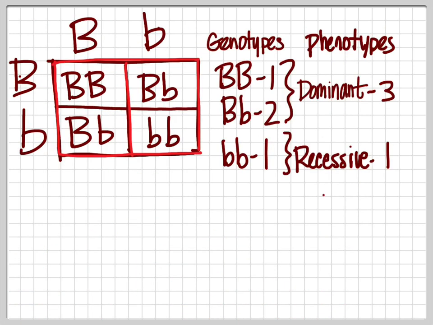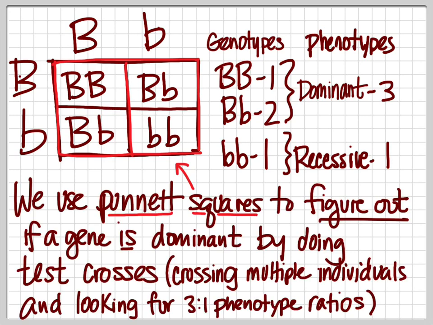Punnett squares. So for autosomal genes, we can put down the mom's genotype, the dad's genotype, do a cross like this, and we actually use the Punnett squares usually to figure out if a gene is dominant or recessive by doing test crosses, crossing multiple individuals and looking for the right ratios in the case of something that is a straight dominant recessive. If we cross two heterozygous individuals, we should see about a 3-to-1 phenotype ratio.